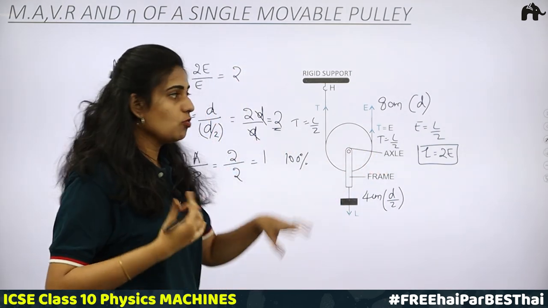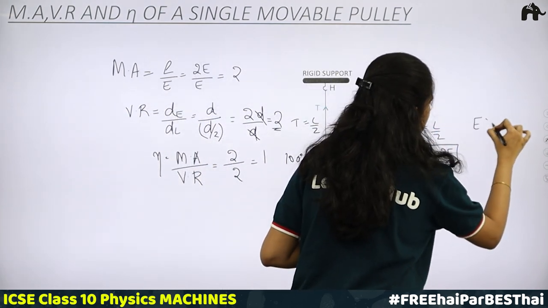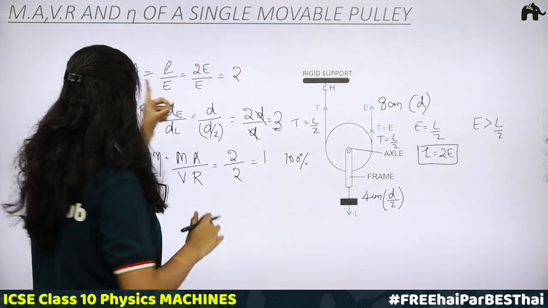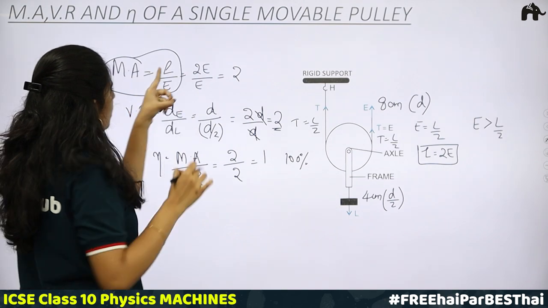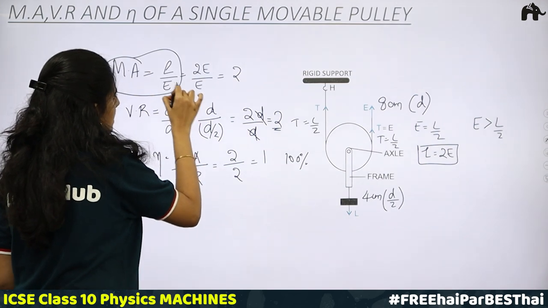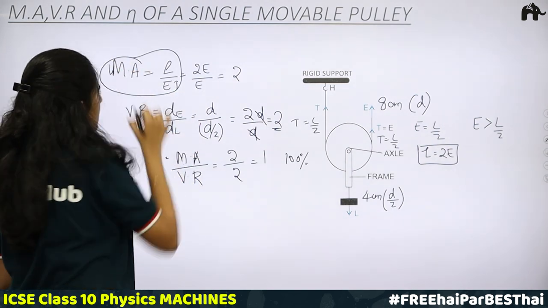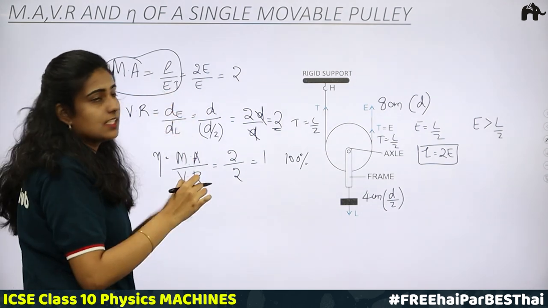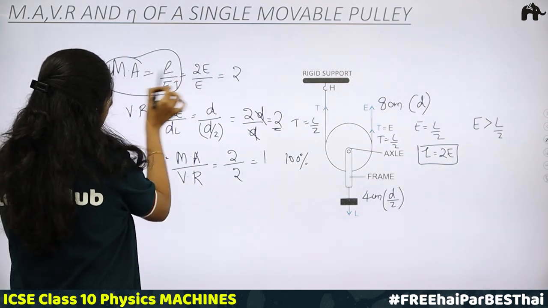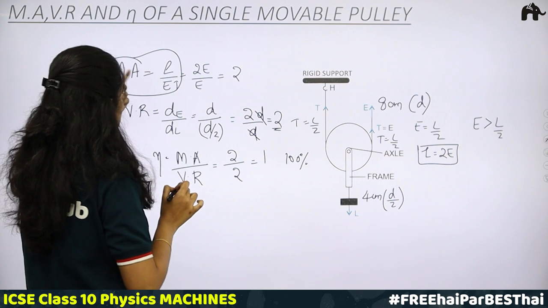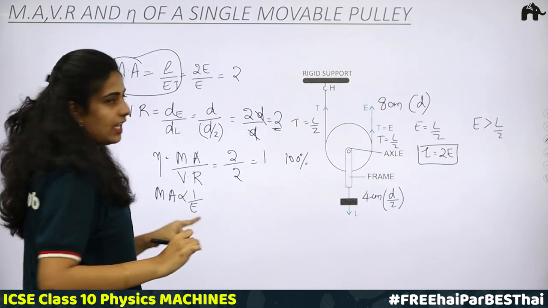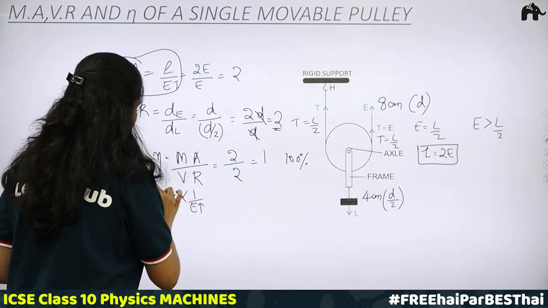If there is friction, then what happens? The effort that you will have to apply will be greater than L by 2. Okay, effort will be greater than L by 2. Now here we know that the mechanical advantage is load divided by effort. If effort is greater than L by 2, which means if effort is increasing, what happens? Mechanical advantage will decrease. Yes, the denominator increases, so the value decreases. So the mechanical advantage is inversely proportional to the effort. Okay, when effort increases, mechanical advantage decreases.